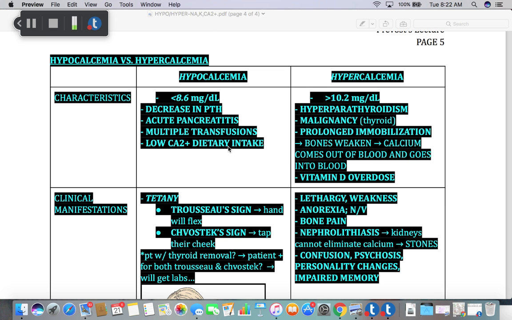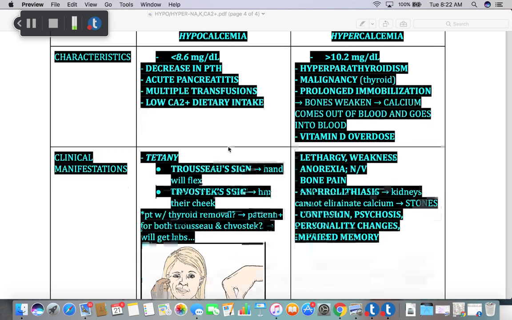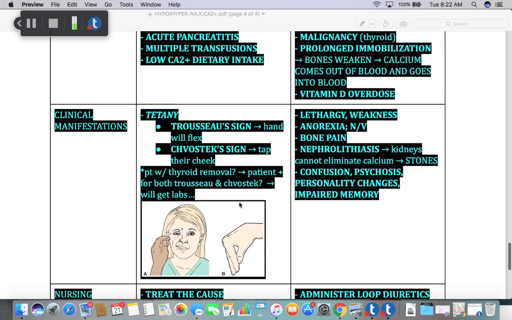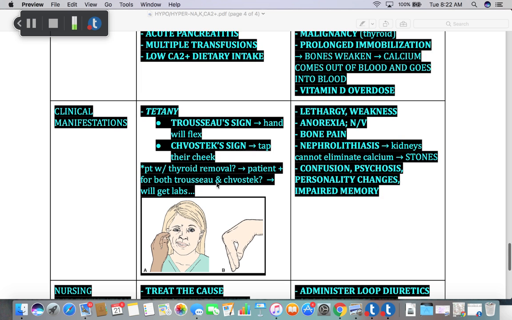Clinical manifestations of hypocalcemia include tetany. You might see Trousseau's sign, in which the hand flexes, and Chvostek's sign, in which you tap your patient's cheeks and they kind of grimace. If a patient has their thyroid removed, you want to check for signs of hypocalcemia. So check Chvostek's and Trousseau's signs and get their labs.